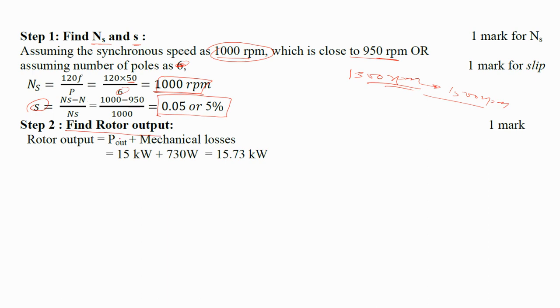Now after that we will find the rotor output. So rotor output is P out plus mechanical losses. P out is the power which is developed by the motor, plus the mechanical losses. Output power is 15 kilowatt plus mechanical losses of 730 watt. So the rotor output will be 15.73 kilowatt. This is the second step, to calculate rotor output.